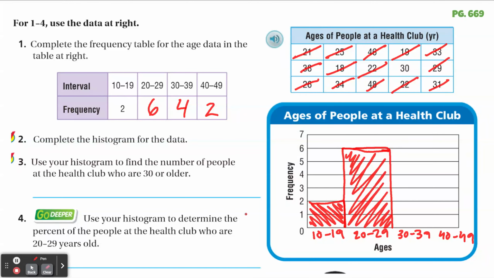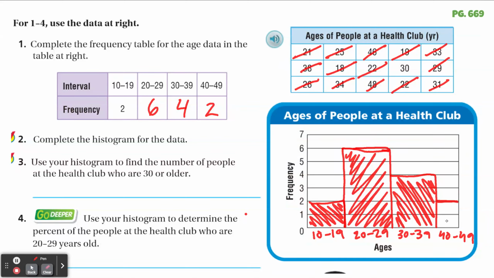From 30 to 39, we have 4. So right up next to the 20 to 29, we're going to draw our bar from 4. And then for 40 to 49, our frequency was 2. So we're going to draw it going up to 2.